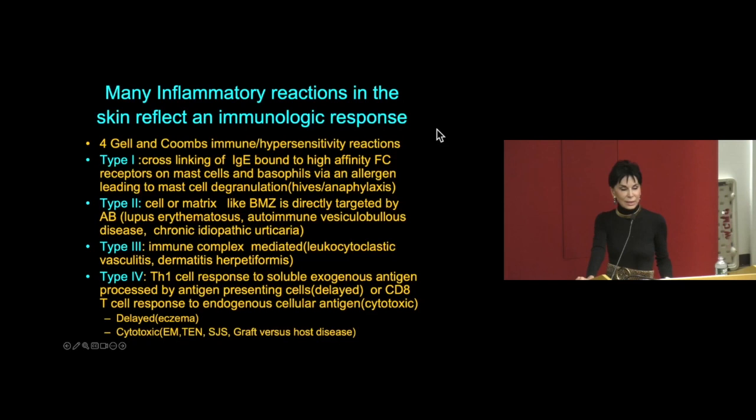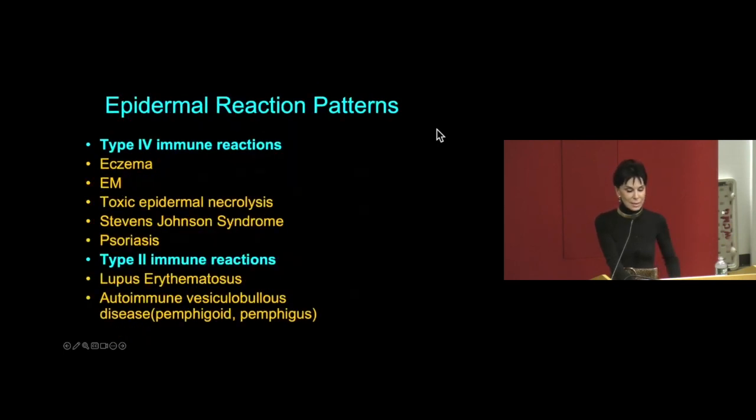And then finally, type 4 is where you have T cells that are responding to soluble exogenous antigen processed by antigen-presenting cells, which would be delayed type hypersensitivity, or where you actually have a cytotoxic CD8 T cell response to endogenous cellular antigen, which is cytotoxic type 4 immunity. And that would be exemplified by eczema for your delayed hypersensitivity versus the cytotoxic interface conditions like erythema multiforme. And again, we'll go into some detail.